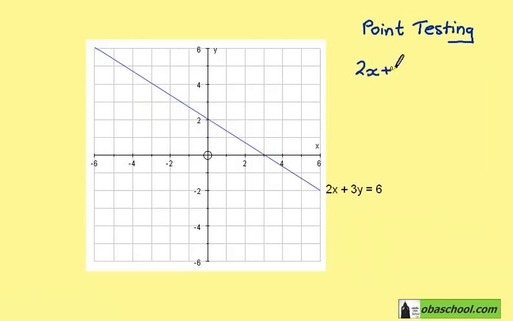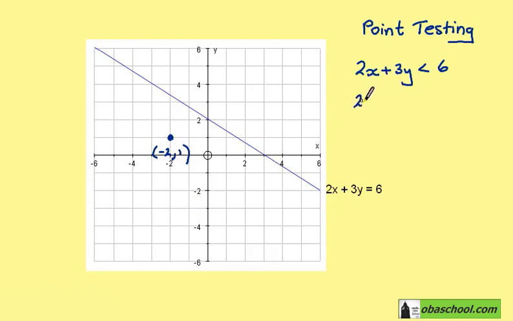Now let's consider 2x plus 3y is less than 6. We know that the line is 2x plus 3y equals 6. One side of the line must be 2x plus 3y is less than 6. The question is, which side? To check, we can do a point test. Let's take this point here. This is the point (-2, 1), so x is minus 2 and y is 1.